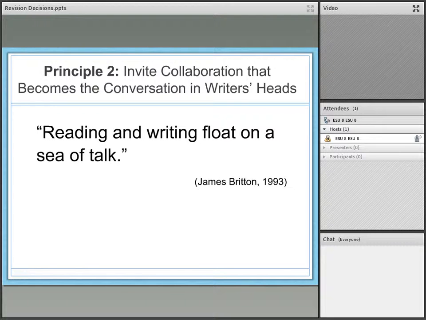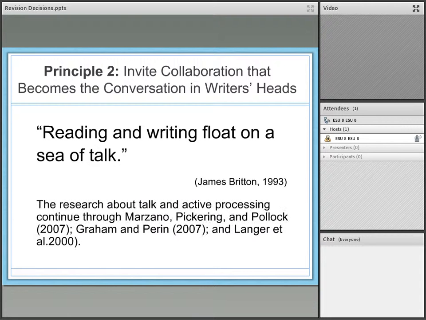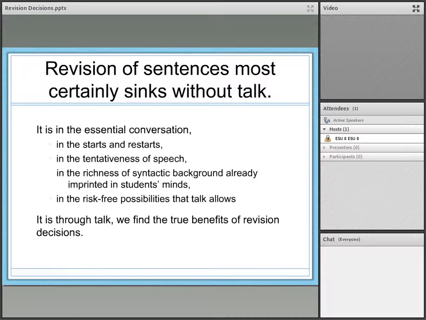And we know that other research, such as the research that I just popped up on the screen from Marzano, Pickering and Pollock, Graham and Perin, and Langer et al., they always talk about talk, talk it through, and engagement, active processing. It's very, very important. And principle two lends itself to that.